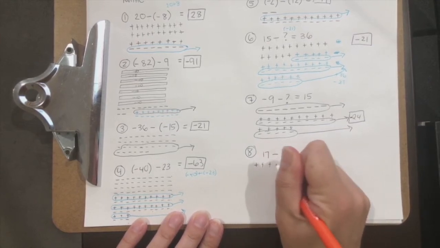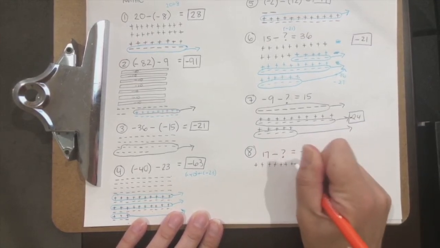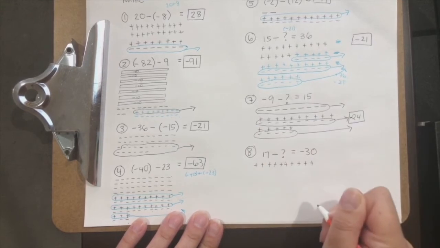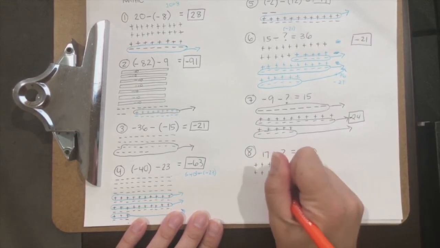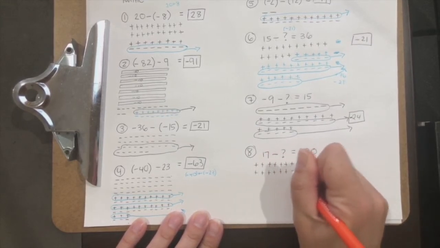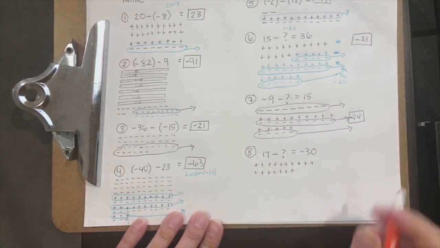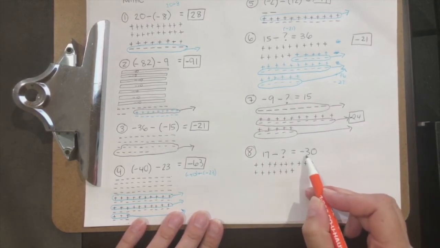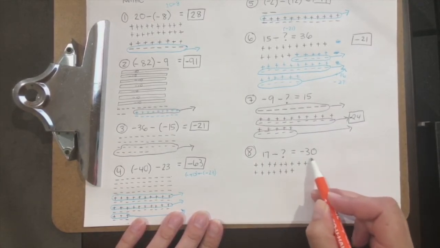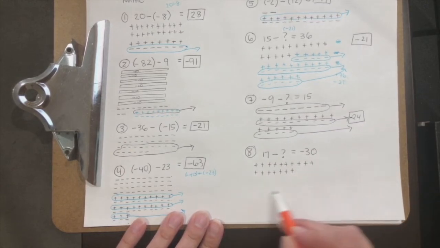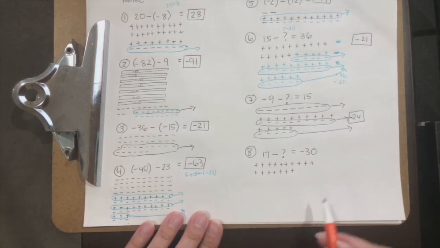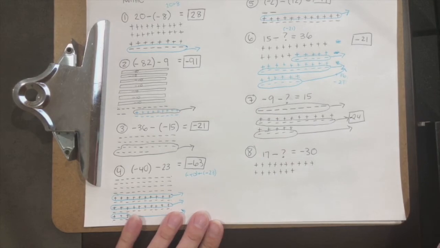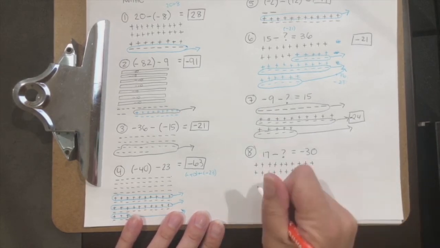1, 2, 3, 4, 5, 6, 7, 8, 9, 10, 11, 12, 13, 14, 15, 16, 17. So I have 17 positives. I'm going to have to add in 30 zero pairs in order to wind up with 30 negatives on the board, and then take away all the positives and leave just the negatives.